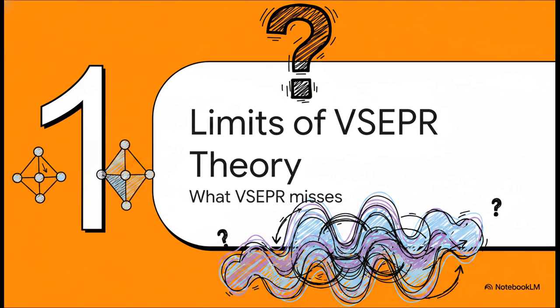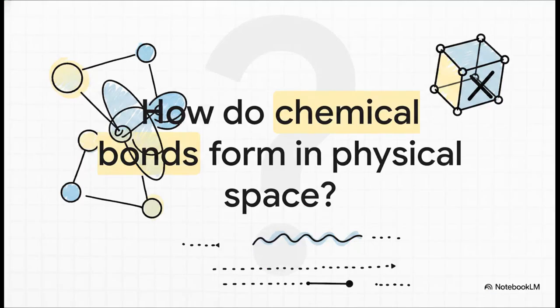Section 1. The limits of VSEPR theory. So we all know VSEPR theory is absolutely fantastic for predicting those observable three-dimensional shapes based on the really simple idea of electron pair repulsion. But honestly, it misses the underlying physical why. It gives us the shape, sure, but it doesn't explain the structural mechanics of the electrons themselves. Which brings us to a really provocative question. VSEPR predicts the 3D shapes beautifully, but how do these chemical bonds actually form in physical space? To answer that, we really need to move past simple electron repulsion and look at the physical, quantum mechanical blueprint of the atoms. We need a completely new theory.